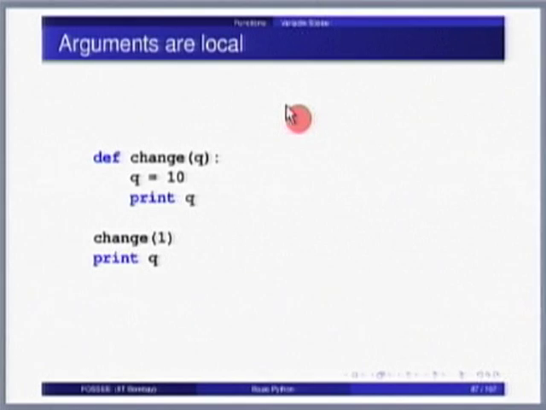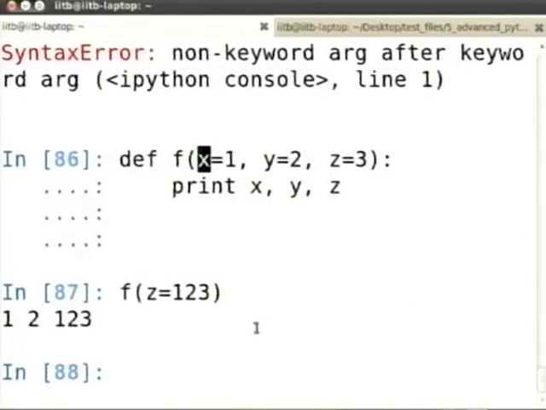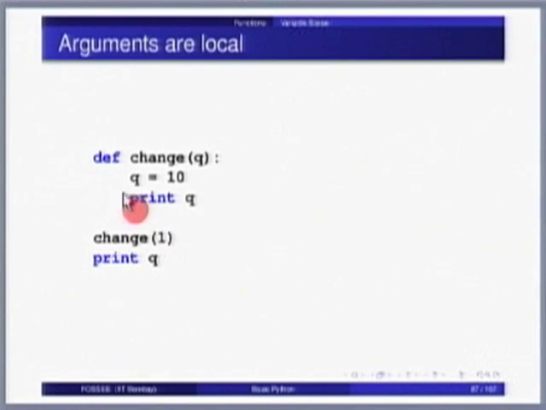Now, when you start writing functions, there will be several doubts you will have. It's important we answer several of these right away. The first thing is that arguments that you pass are completely local, okay? Which means if you take this case, def change q, q is equal to 10, print q. What will happen here? So let's type this out and let me explain to you.